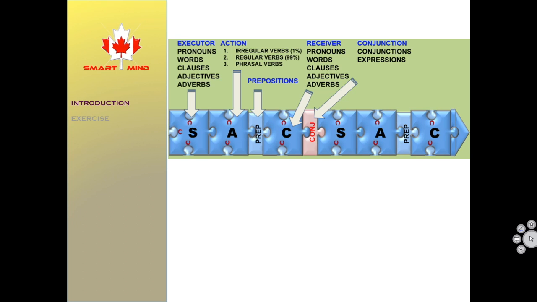Here again we have the two SACs to demonstrate that we have the subject, that is the executor of the action, which contains pronouns, words, clauses, adjectives, and adverbs. And we have the action that contains irregular verbs, regular verbs, or phrasal verbs that can call the prepositions. And we have the receiver that contains pronouns, words, clauses, adjectives, and adverbs. And the conjunction that contains conjunctions or expressions.